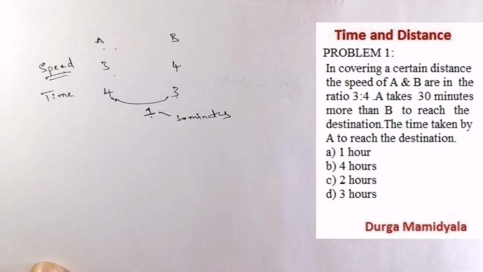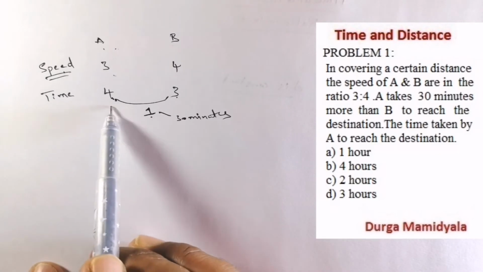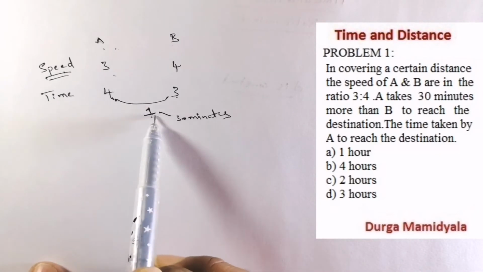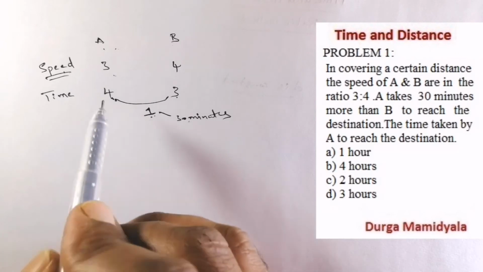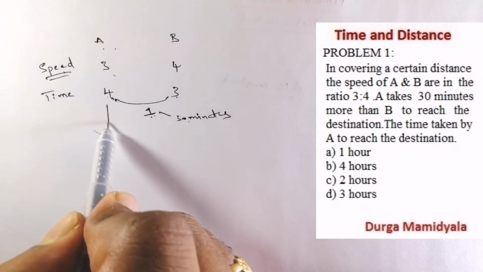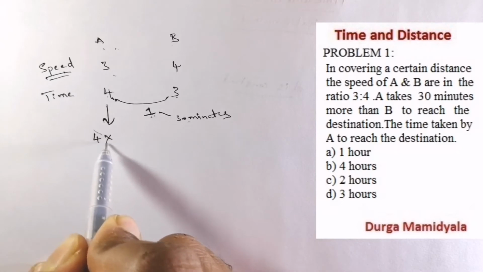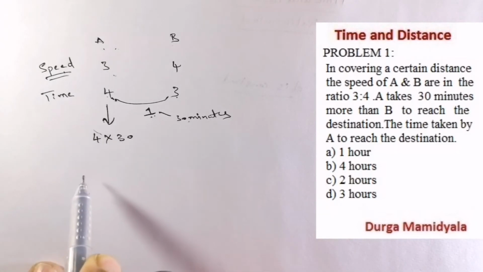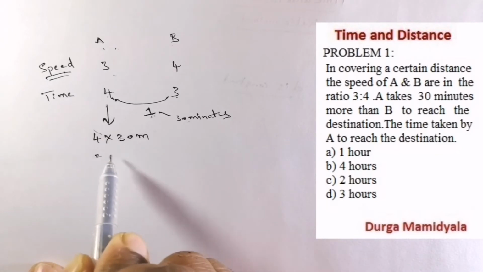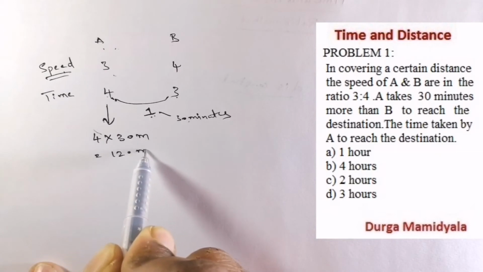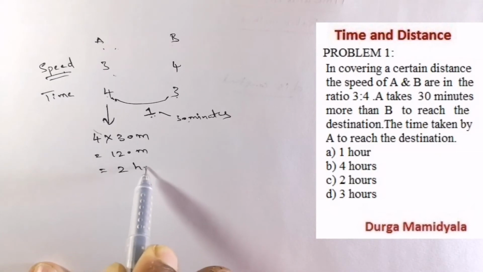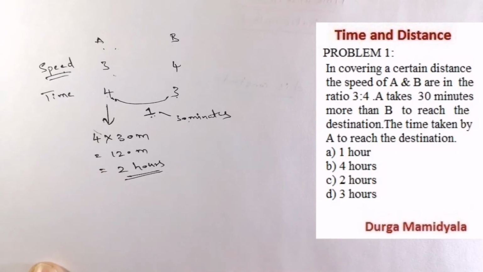What you have asked is the time taken by A to reach the destination. We know 1 unit is 30 minutes. Then what is the time A is going to take? He is going to take 4 into 30 minutes. What is 4 into 30 minutes? It is 120 minutes, which means 2 hours, right? So like this we can easily solve by using the ratio method. I think you have understood.